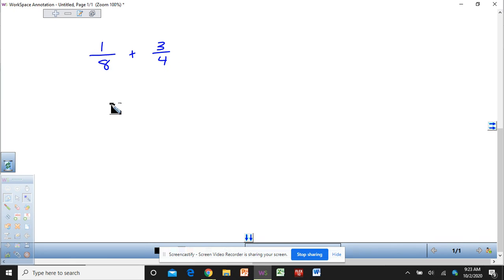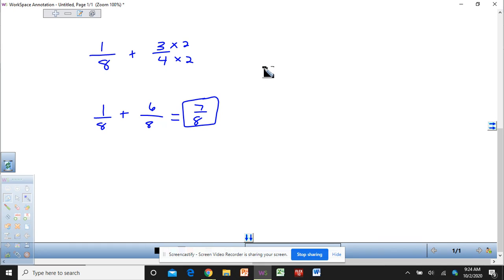So this one I'm not going to touch because it's already an 8. And this one we have to multiply the top and the bottom by 2. And we do that because now on the bottom we have an 8 and the top will change to a 6. Now that we have a common denominator between the two, we can add those together. 1/8 plus 6/8 gives me a total of 7/8. And then you check to see if that's simplified, which it is, and then that would be your answer.